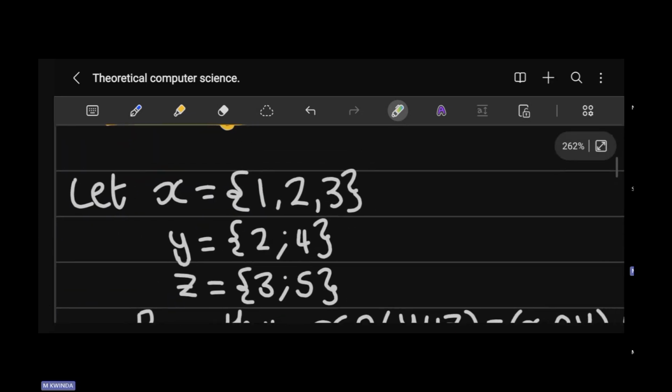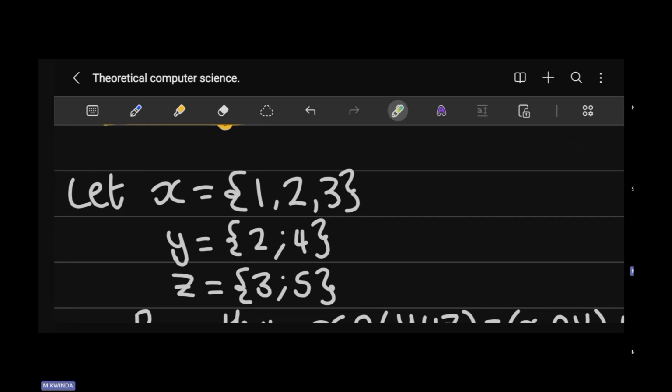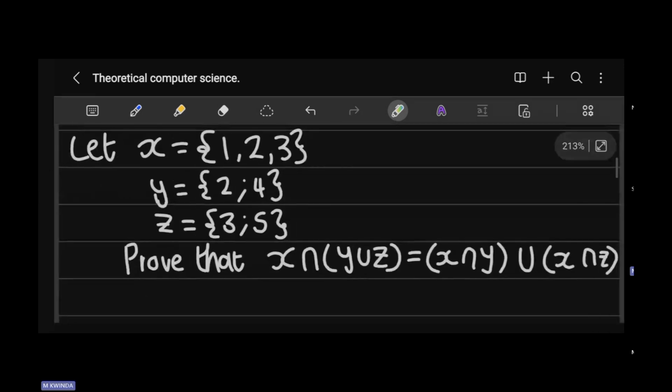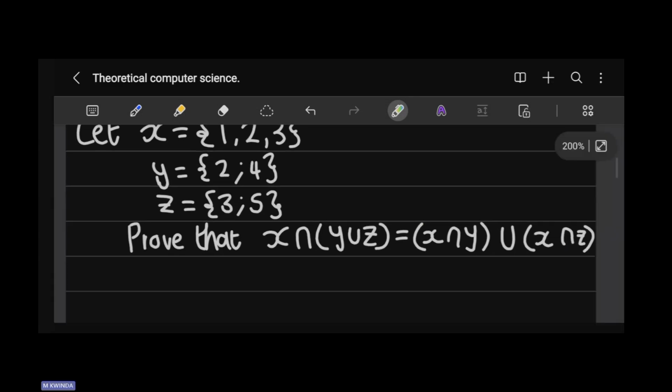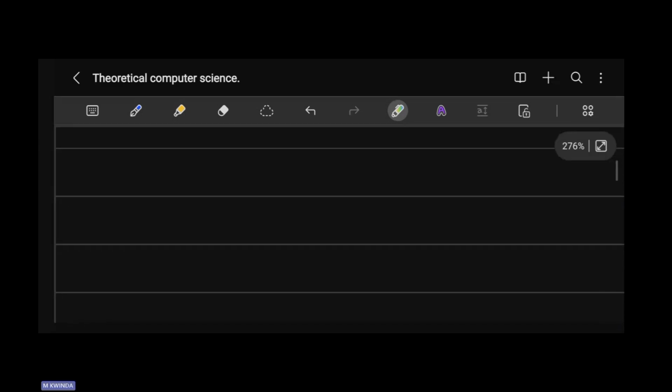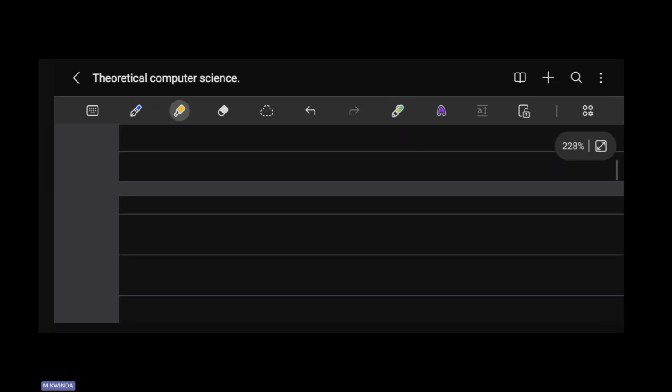So we're given here three sets, and we are asked to prove that x and then in brackets y or z is equal to the distributed form. Can you see that this is the distributive law? So we have to prove that they can be distributed and all of them are equal. Right? So if x is 1, 2, 3, y is 2 and 4, and z is 3 and 5, let's just do a proof together, and then I'm going to give you a similar proof that's on a past paper.